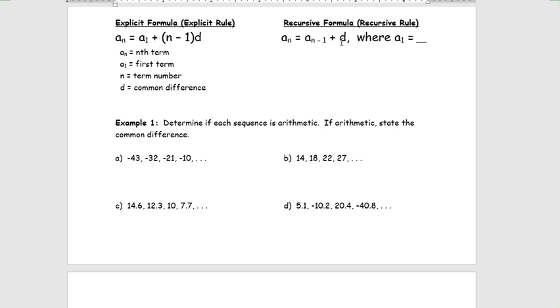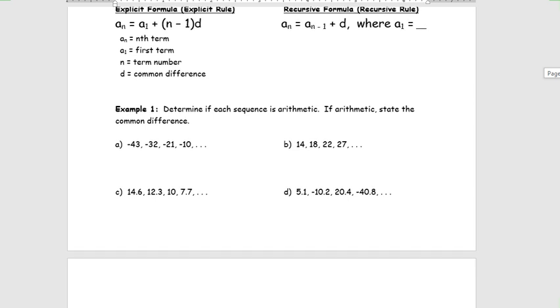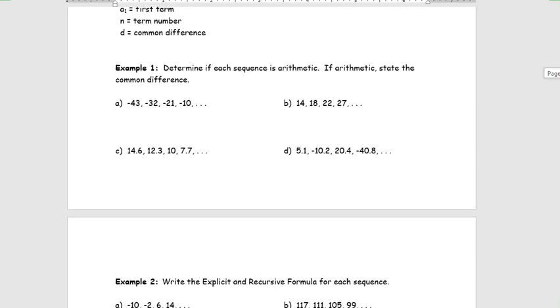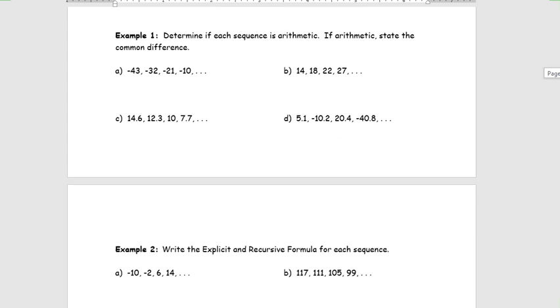How is the recursive formula useful? If we're given a recursive formula for a sequence, we can then use the information in it to write the sequence. Then from there, we can figure out other information. And you'll see that applied later on. So example 1: determine if each sequence is arithmetic. If it is arithmetic, state the common difference.